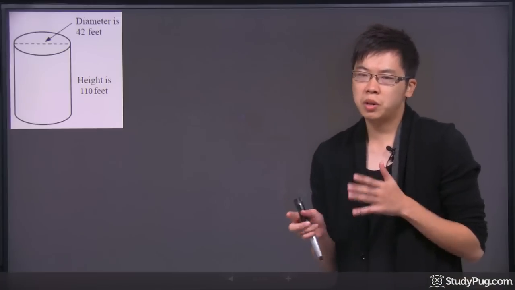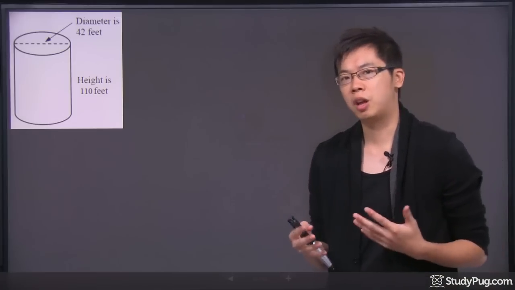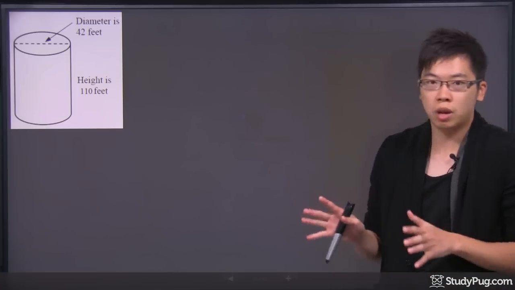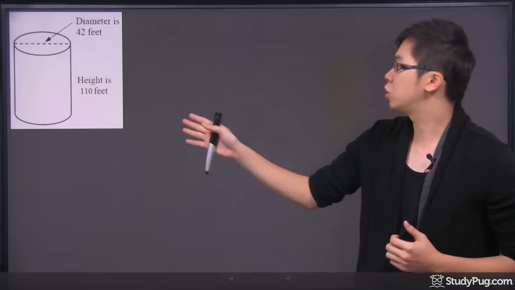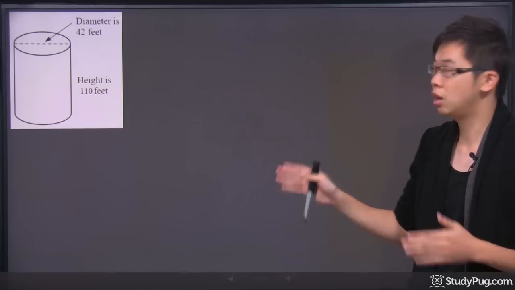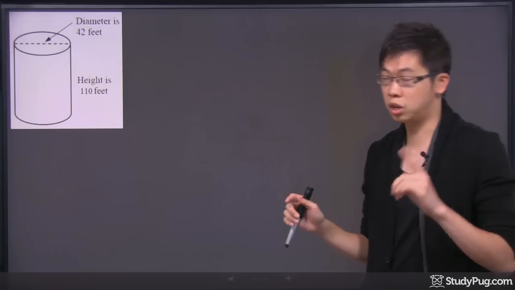Okay, the question asks for the surface area and the volume of a cylinder, which is good because we do have a nice equation for these questions here. So to start off, we get the diameter equals 42 feet and the height is 110 feet. The units are being consistent, which is good.